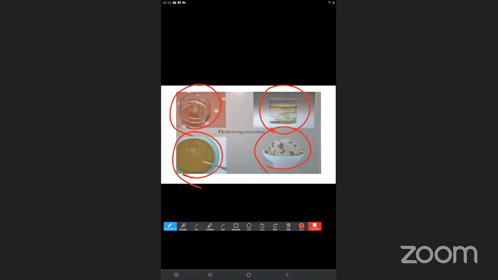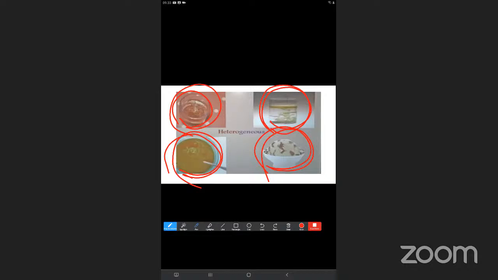Why are we calling them heterogeneous? Heterogeneous means we are able to make out the different proportions of the substances, and we can separate them very easily. We can separate water and sand through the filtration process. Here also we can separate the oil and water, the noodles and soup, and the choco chips from the ice cream.